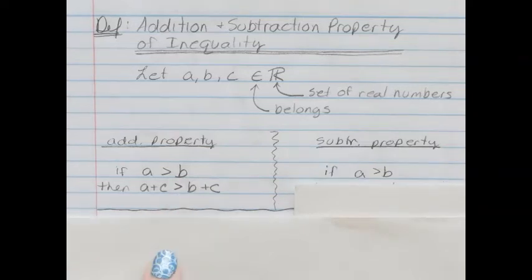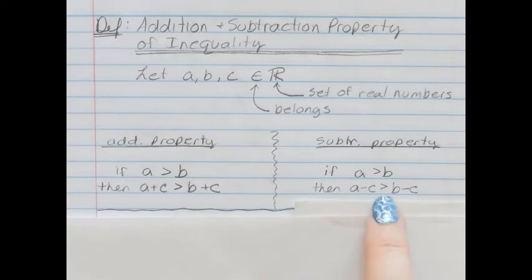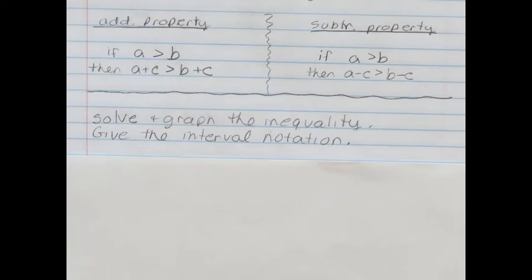Let's look at subtraction property. If A is greater than B, then if I subtract C on both sides, this should still be true. If I have 10 is greater than 1, then 10 minus some number is still greater than 1 minus some number. Always. We're going to solve and graph the inequality. Then we're going to give the interval notation.